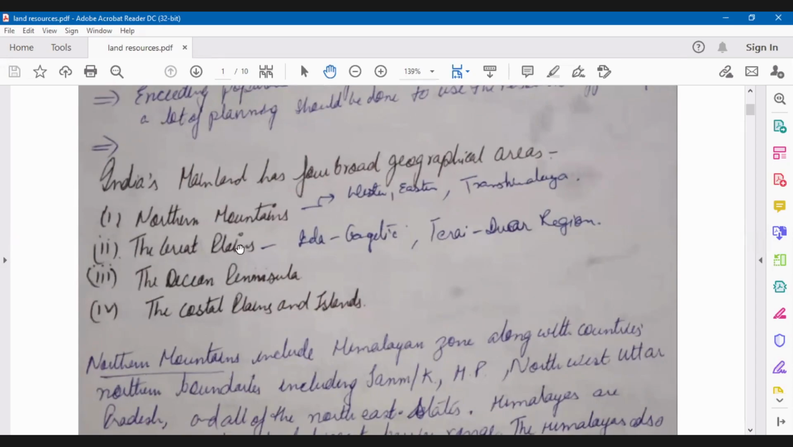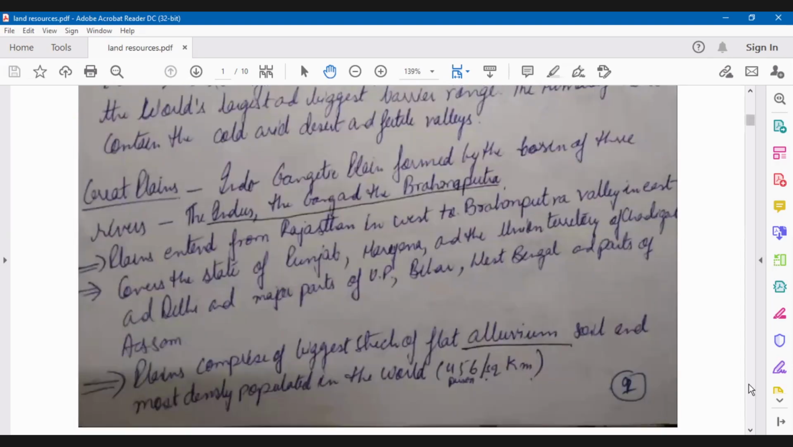For example, if you talk about the plains, and if you want to elaborate it more, then you will look into the desert region and the semi-arid region. That is what we have studied in the previous classes. So we will scroll through only the four major zones: the northern mountains, Great Plains, Deccan Peninsula, and coastal plains and islands. Let me take you through the slides. We'll study about them. Let all the students join in.